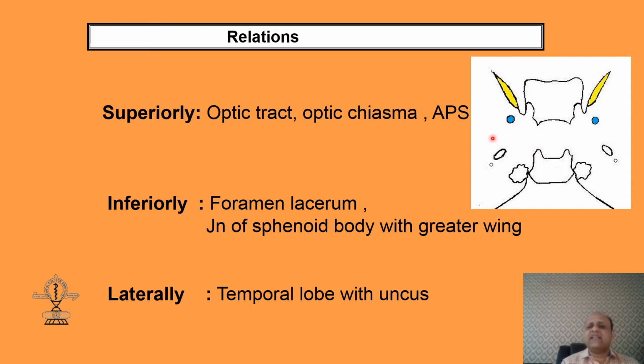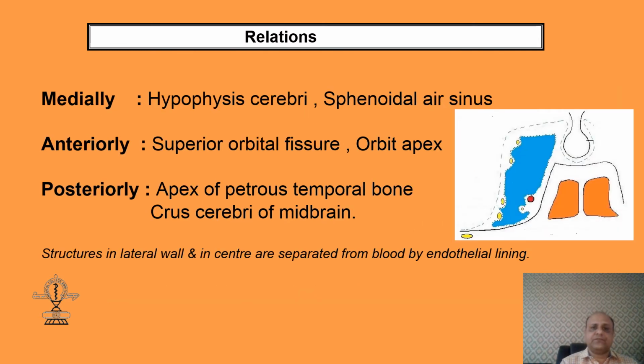And lateral to the sinus, somewhere around here, comes the temporal lobe of the brain with the uncus, as I have already mentioned. So medial relations of the cavernous sinus: here we can make out that you've got the pituitary gland and the sphenoidal air sinus inside the body of sphenoid bone. Anteriorly and posteriorly I have already mentioned. Anteriorly is the medial aspect of superior orbital fissure and the apex of orbit, while posterior relations are the apex of petrous part of temporal bone and the crus cerebri of midbrain.